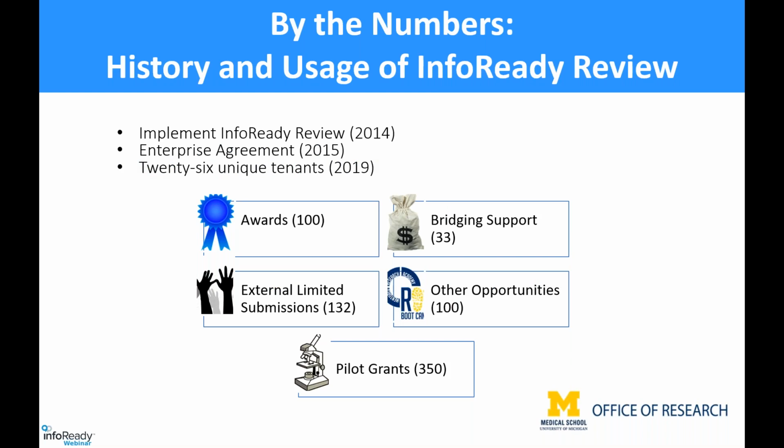The medical school was the first at Michigan to implement InfoReady Review, and we launched our first opportunity in 2014. We negotiated a campus-wide agreement in 2015, and since that time, we've grown to have over 26 unique sites, I guess we call them tenants at InfoReady Review, operating across the institution at the school, college, or program level. The medical school was an early adopter, and as such, we have a lot of data in our system. We have over 200 administrators and over 5,700 applications. So the functionality to have microsites is great, but it isn't feasible for us because of the amount of data in our system. So we get around that.